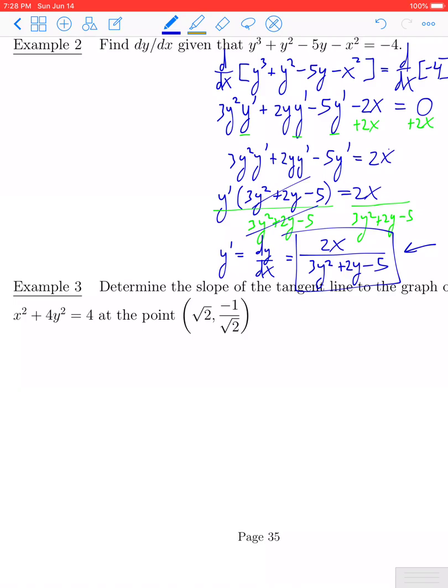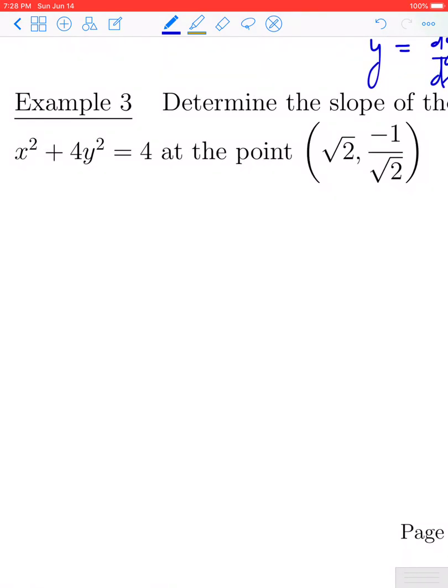Let's take a look at example 3. We're asked for the slope of the tangent line to the graph of x squared plus 4y squared equals 4 at the point radical 2, negative 1 over the square root of 2. We know whenever we hear the slope of the graph or the slope of the tangent line, that's synonymous with the derivative. So we want to find the derivative of this function.